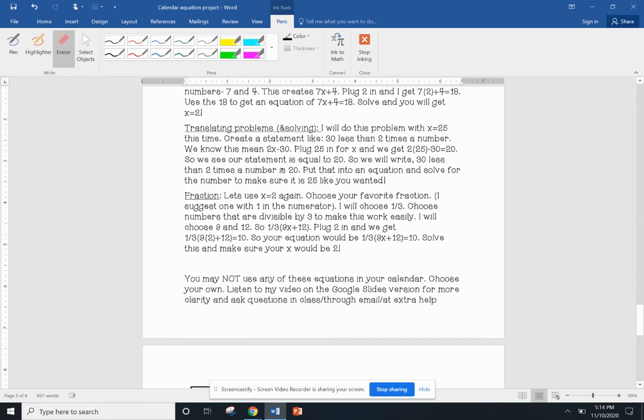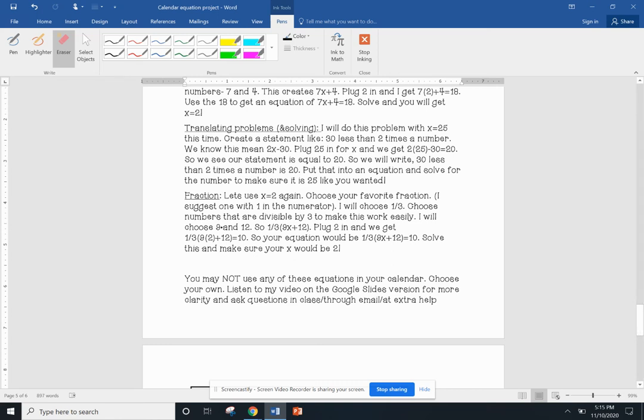A fraction, I chose 2 again. So you could choose your favorite fraction. I want you to have one with 1 in the numerator. If you use 2/3 or something, that's going to get challenging. I suggest 1 over some number. I chose 1/3. And then choose numbers that easily are divisible by 3. So if you choose 1/4, you want to do numbers that are divisible by 4. 1/5, divisible by 5. So this is an easier type of problem.